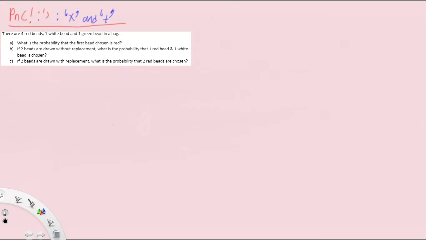We can apply the multiplication and addition principle. So there are 4 red beads, 1 white bead and 1 green bead in the bag. What is the probability that the first bead chosen is red? Alright, so this should be very simple.